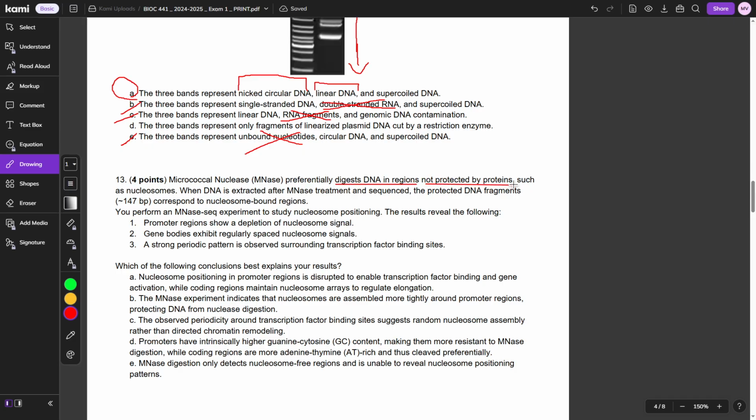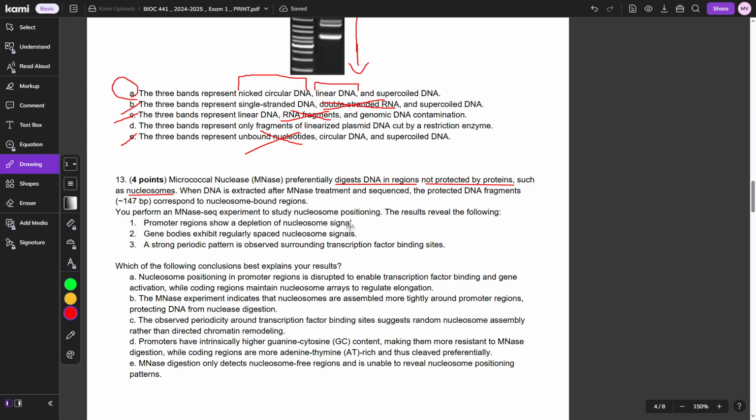Not protected by proteins. Okay, so it digests DNA not protected by proteins. The only protein I know that protects DNA is histone proteins. In histones, the DNA wraps around them, right? And it protects 147 base pairs, plus or minus maybe 20 or 30, right? So we're protecting 147 base pairs from being broken down by the MNase, such as nucleosomes. When DNA is extracted after MNase treatment and sequenced, the protected DNA fragments, 147 base pairs, correspond to nucleosome-bound regions. Okay. You perform the MNase treatment, and they've revealed the following results.